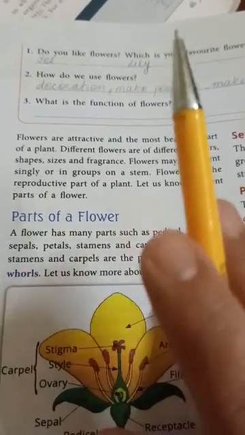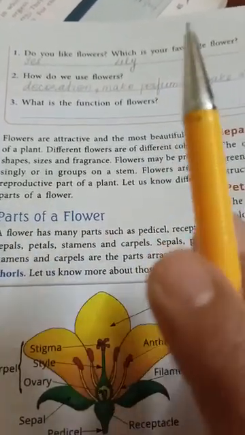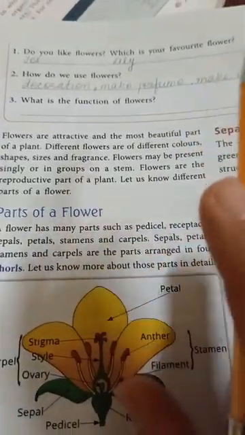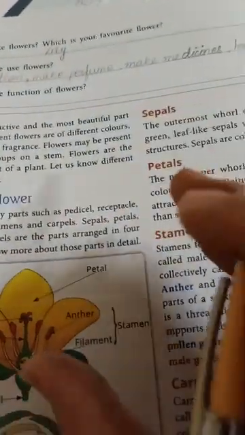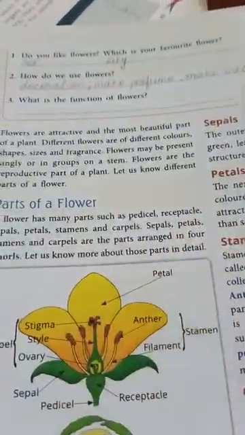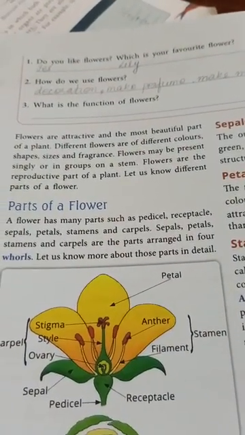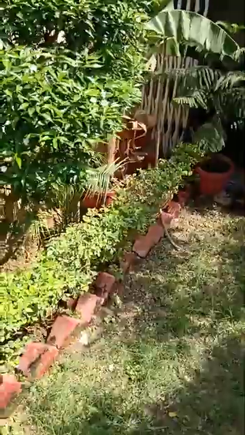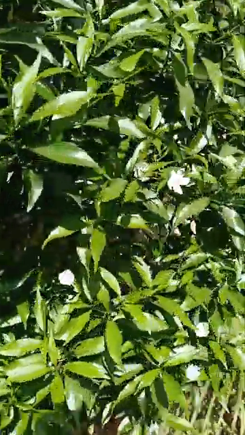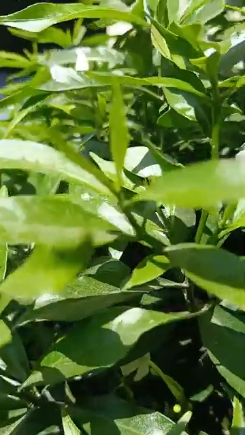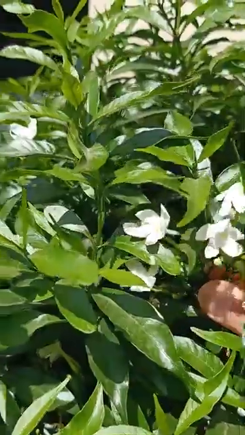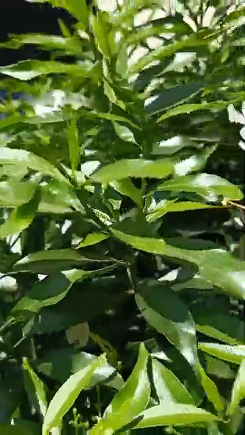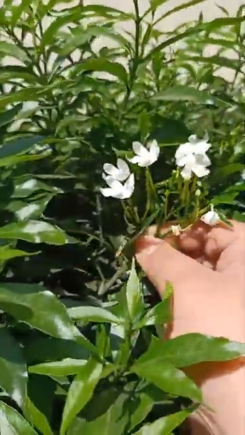Flowers may be present singly or in groups on a stem. That means only one flower may be present on a stem, or a group of flowers may be present on a single stem. Let us see this. Children, this is my beautiful garden where I always love to be. You can see these flowers are in a cluster. That means on a single stem many flowers are growing.